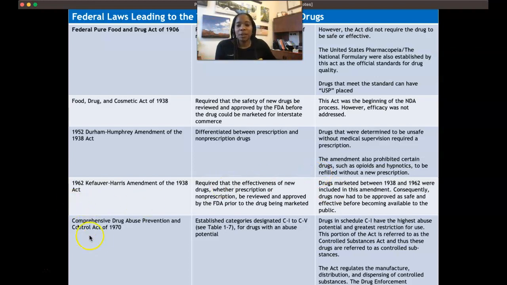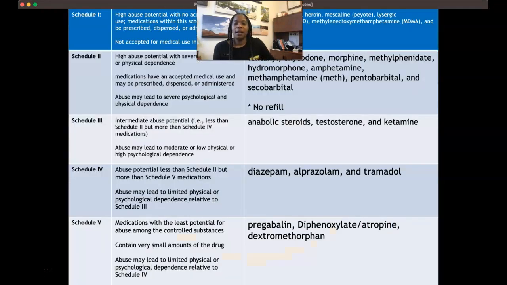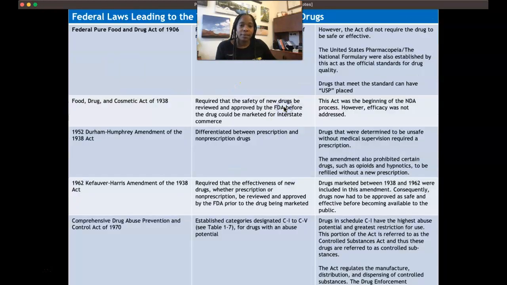Last but not least, we have the Comprehensive Drug Abuse Prevention and Control Act of 1970. And so this is where we established controlled substances 1 through 5. So if I go back here, this is when our schedule of drugs was created. In other words, Schedule 1 was high abuse, could not be prescribed in the United States. Schedule 2, high abuse, high potential for psychological dependence, no refill, right? That is where we kind of created the 5 schedules of drugs. So I know y'all are like, Cosby, you're killing me, but these are important dates to understand.